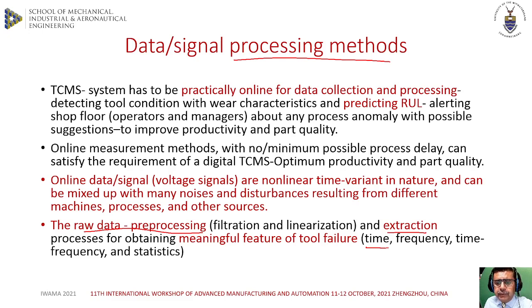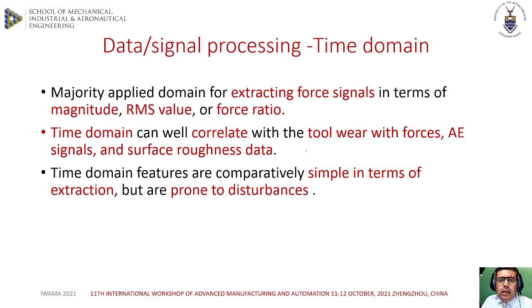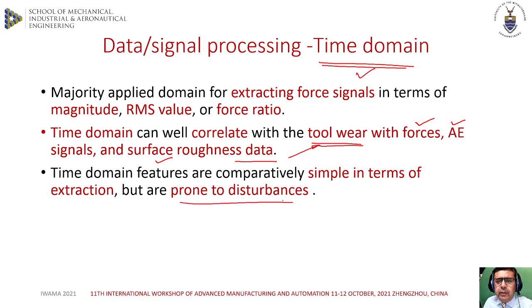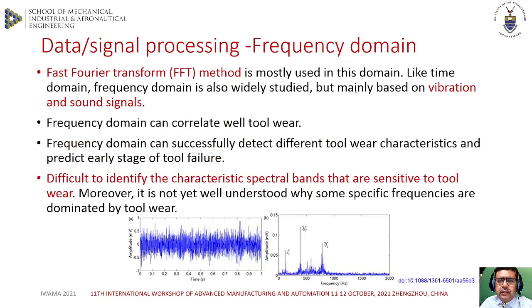For example, the information can be in the time domain, it could be in frequency, it could be time and frequency both, and there is a statistics domain also. Now coming to the time domain, it's easy to have the information in the time domain, and it can be correlated well with tool wear. So cutting forces, acoustic emission, surface roughness, all this data can be correlated well with tool wear if it is in the time domain. But the drawback with time domain data is they are prone to disturbances. So frequency domain is preferred.